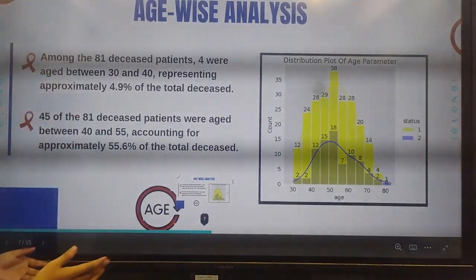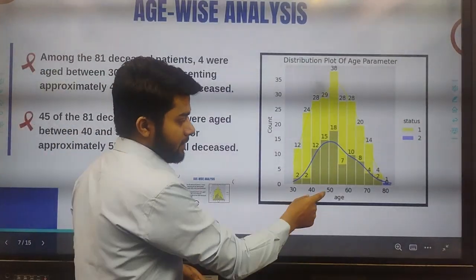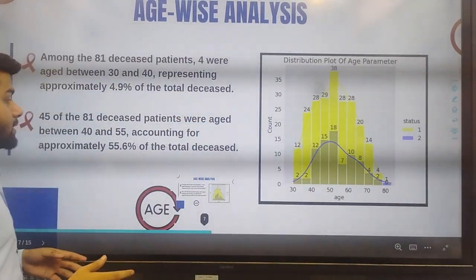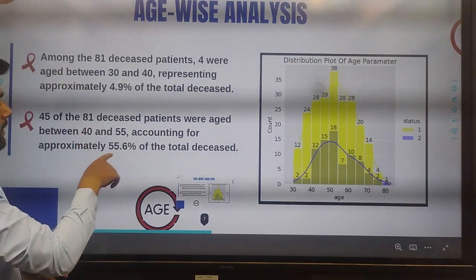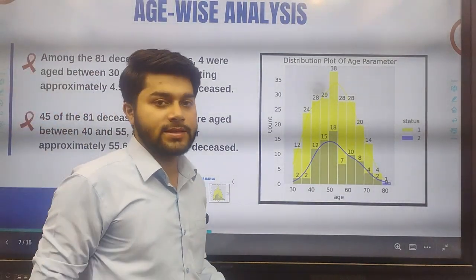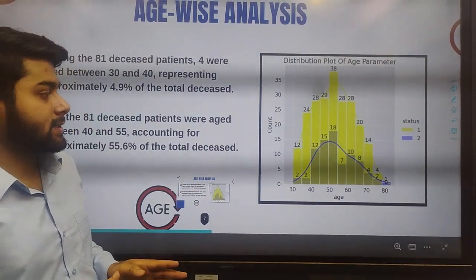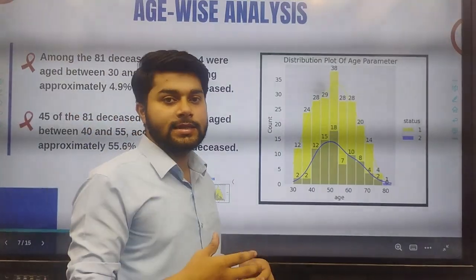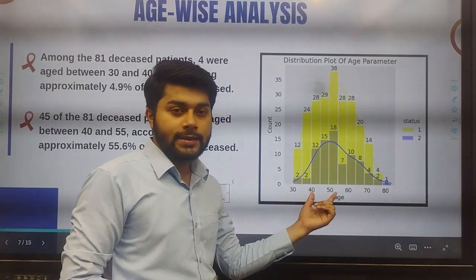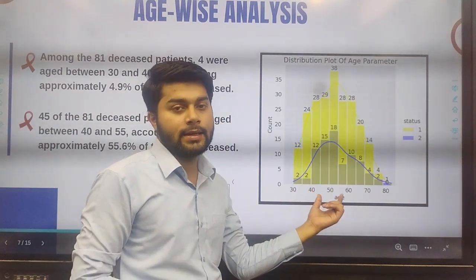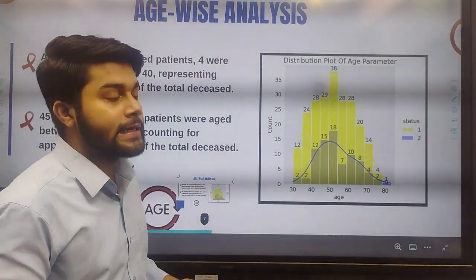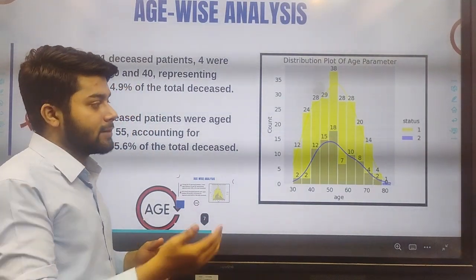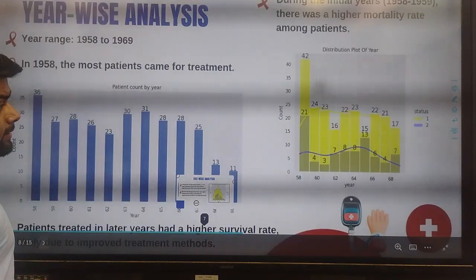And one thing we can clearly see from here is that from the age of 40 to 55, the number of patients that died out of 81 is around 55 or 56%. That is a huge percentage. That shows that if a patient is in the 40 to 55 age group, then the chances of death are higher. So we can do further analysis on the reason behind this: why have they died so much compared to the other age groups? Go to the next slide.